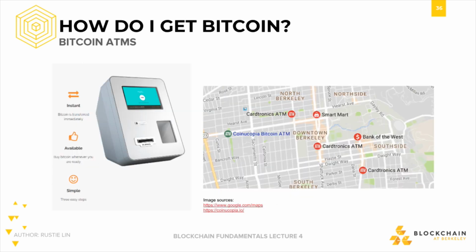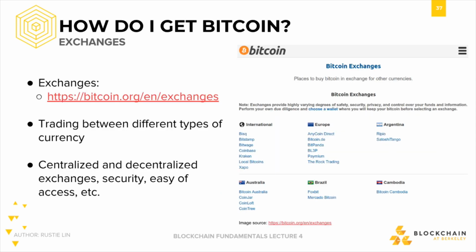So if we explore all the different ways to get Bitcoin, there are these things called Bitcoin ATMs where you can pay using a credit card or a debit card, and it'll actually print out a paper wallet for you, and that's very convenient. You can also find someone peer-to-peer and ask them to trade. Hey, do you want to sell your Bitcoin to me for cash or something? You can do that too. The other way is just to go to an exchange.